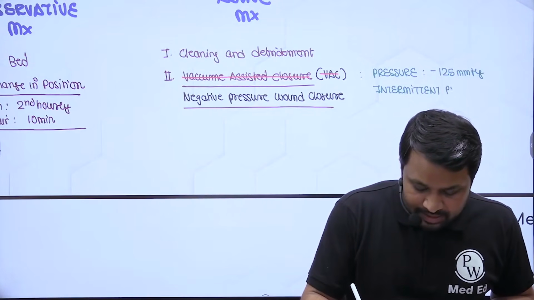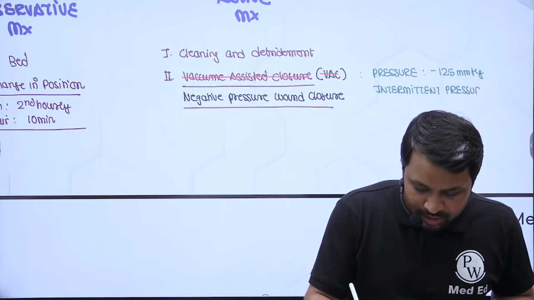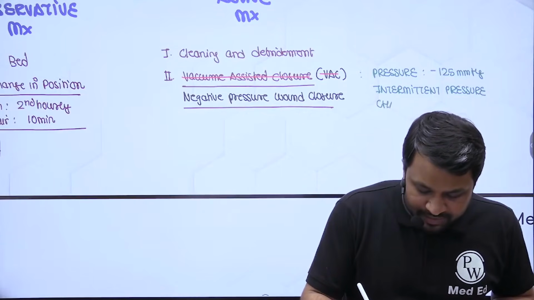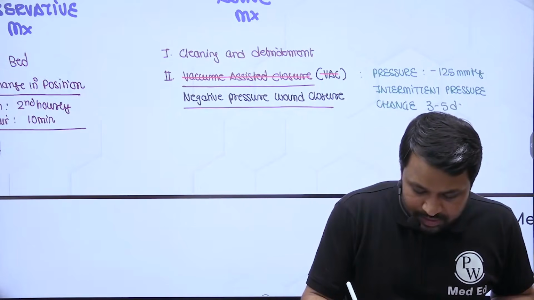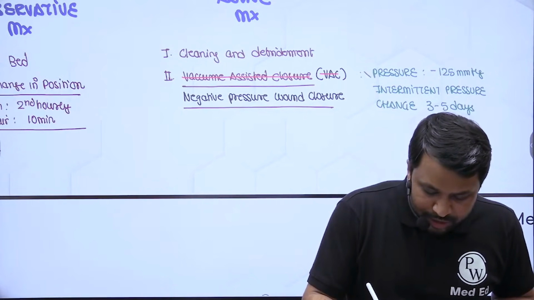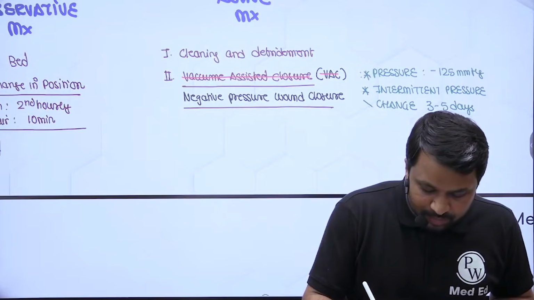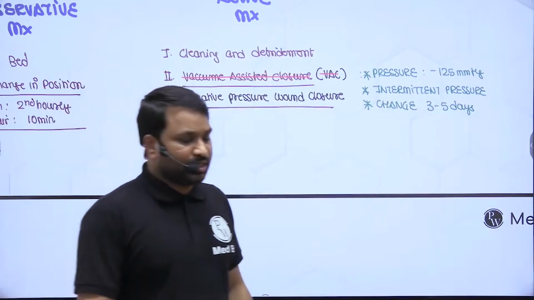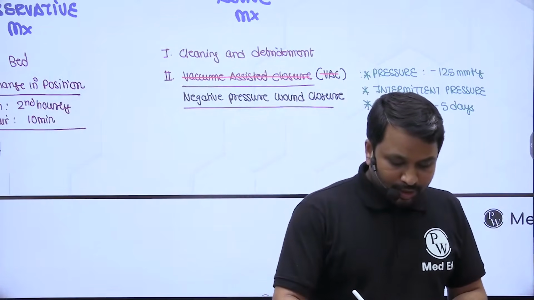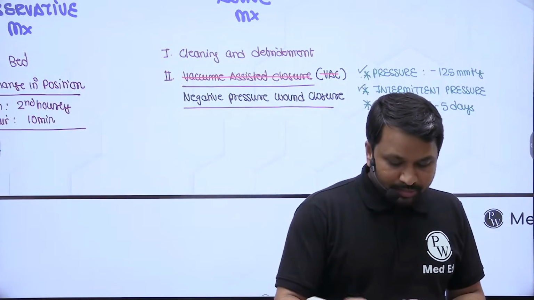It is set at an intermittent pressure, and you need to change the vac dressing every 3 to 5 days. So unlike your traditional dressing, which you have to change daily, the vac dressing, once applied, needs to be changed only after 3 to 5 days, right? So the pressure is going to be at minus 125. Intermittent pressure you have to keep.